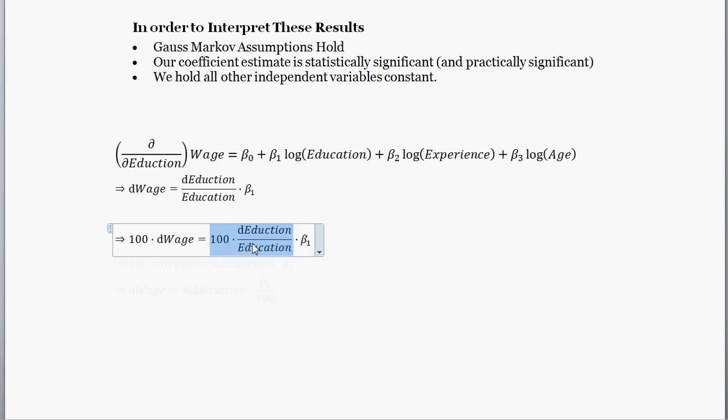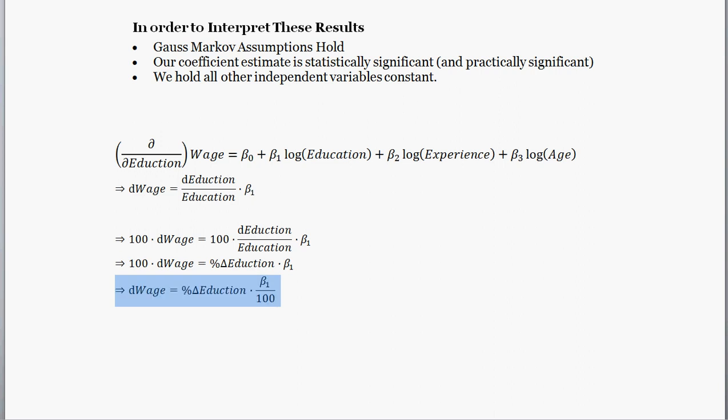Rewriting this, reinterpreting it a little bit, remember 100 times the change in education divided by education is the percent change in education. So we get 100 times the change in wage is equal to the percent change in education times beta 1. And in the final step, what we're saying is that the change in wage, d wage, is equal to the percent change in education times beta 1 divided by 100.